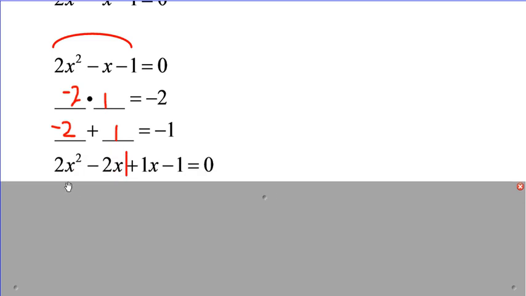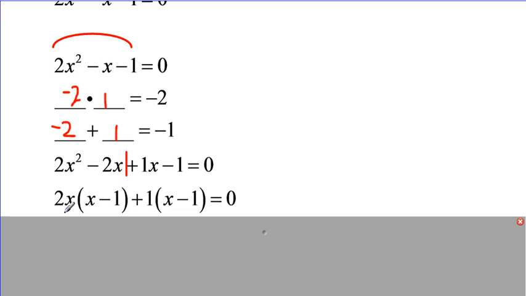So we're going to use these values from our sum and product to rewrite our quadratic equation with our 4 terms. So I chose to write 2x squared minus 2x plus x minus 1 equals 0. Again, divide the equation into 2 parts and ask yourself what's the most you can divide out from each part of your equation.